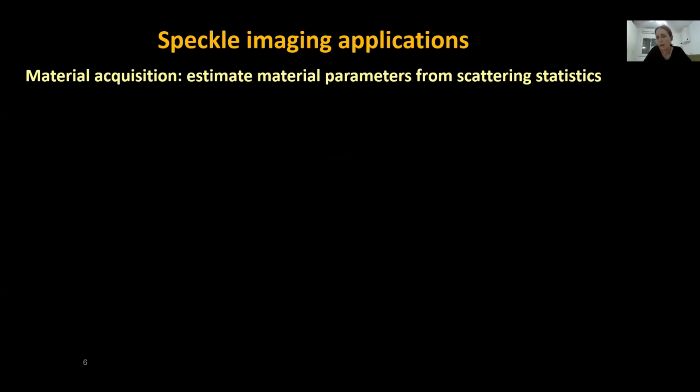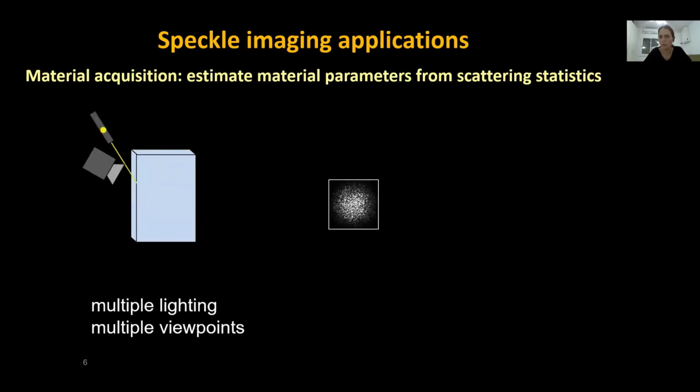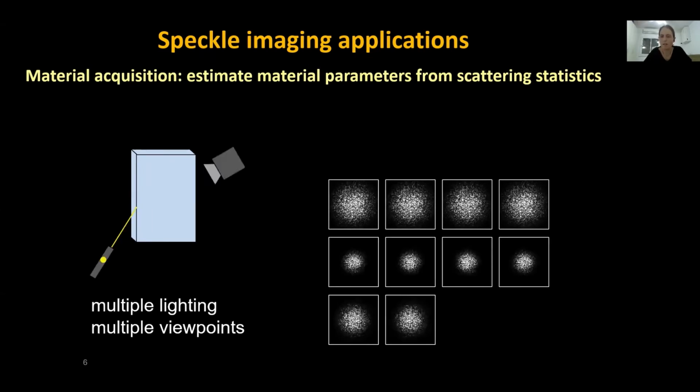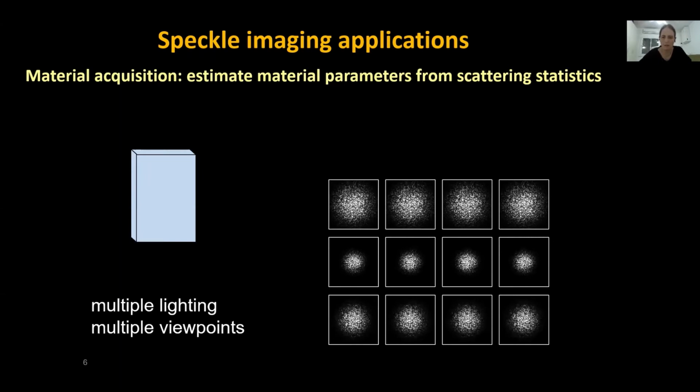Yet another important application has to do with material acquisition, meaning that we want to capture an unknown material in the lab and recover intrinsic characteristics of it. For example, we may want to extract nutrition facts of food, vegetables, or detect tumors inside the body, and so on. And if we know how to model speckles, we can capture the unknown material in the lab under multiple illumination and viewing conditions. And then we'll seek material parameters which will best explain the captured statistics.